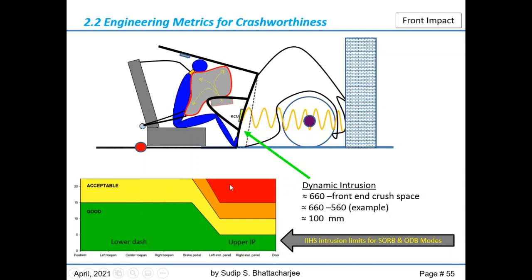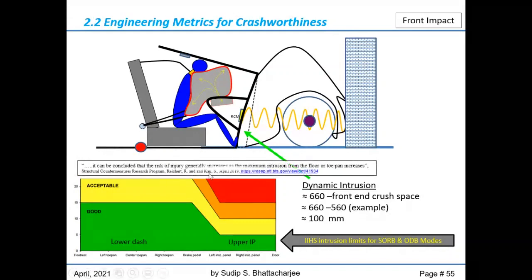Now, a question may come to your mind, which comes to my mind as well. What is the relevance of those measurements against the occupant safety and the vehicle crashworthiness? It is hard to find very scientific data with a black and white relationship between the intrusion and the occupant performance. The best reference I can give to you is that it can be concluded that the risk of injury generally increases as the intrusion value goes higher. And here is the reference.